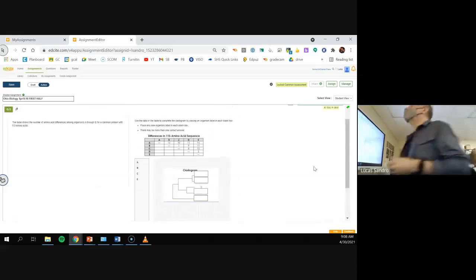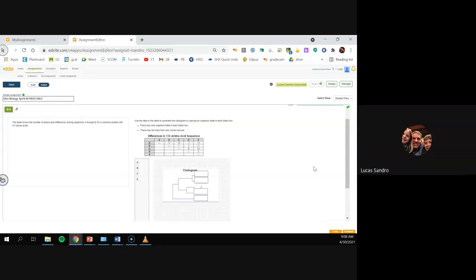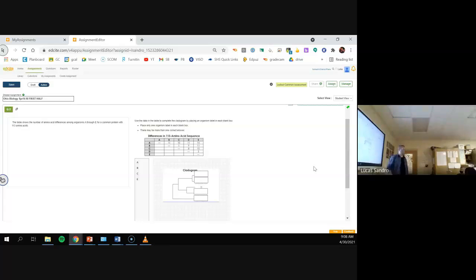Cladogram. Did it look familiar? Was this one on your test? I put two of them on different versions of the last two tests. So basically, the organisms are the letters. The differences in amino acids, the count of those differences is an intersection, and they've given you D. It's the only thing that's on that cladogram is organism D.